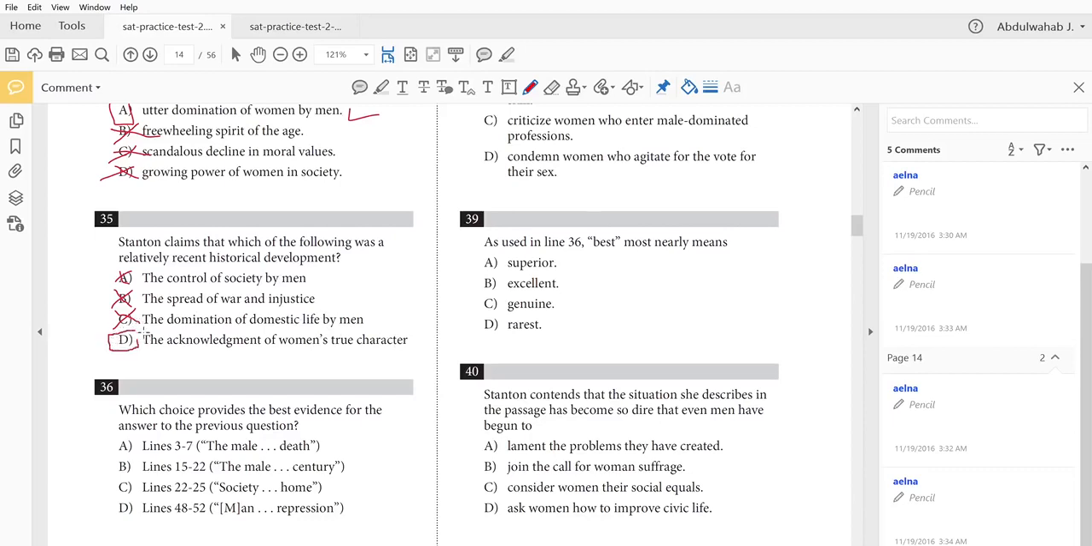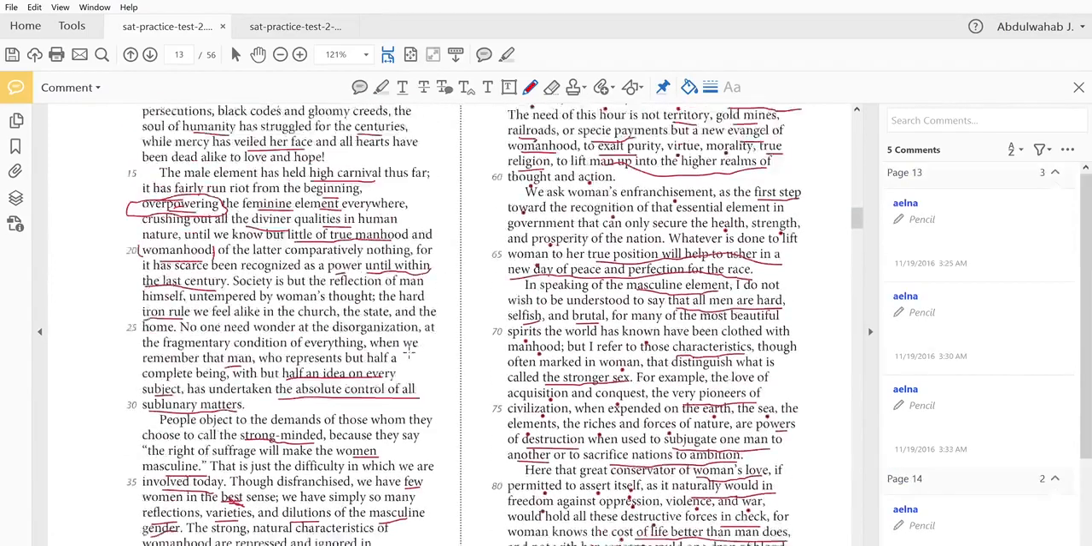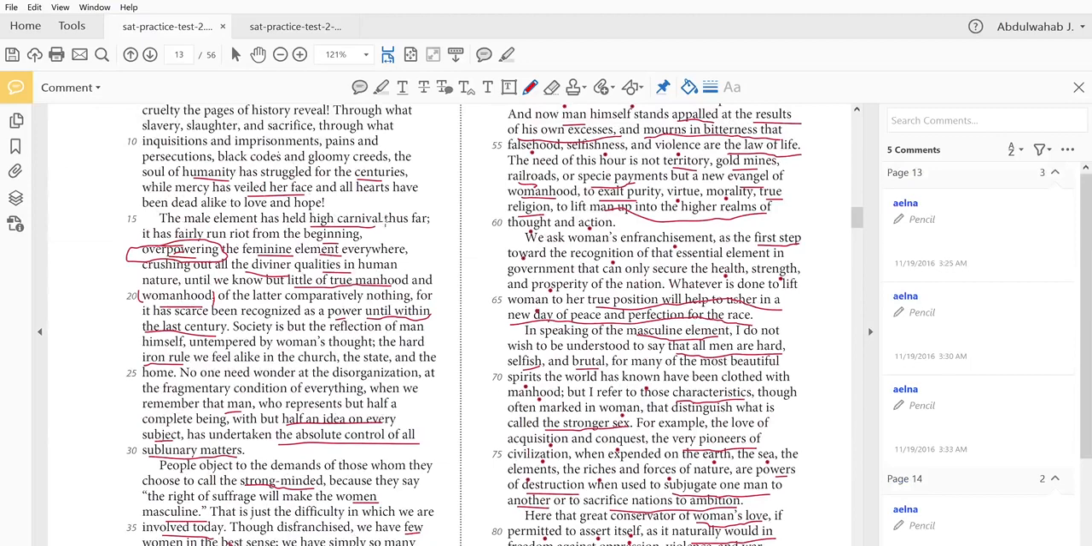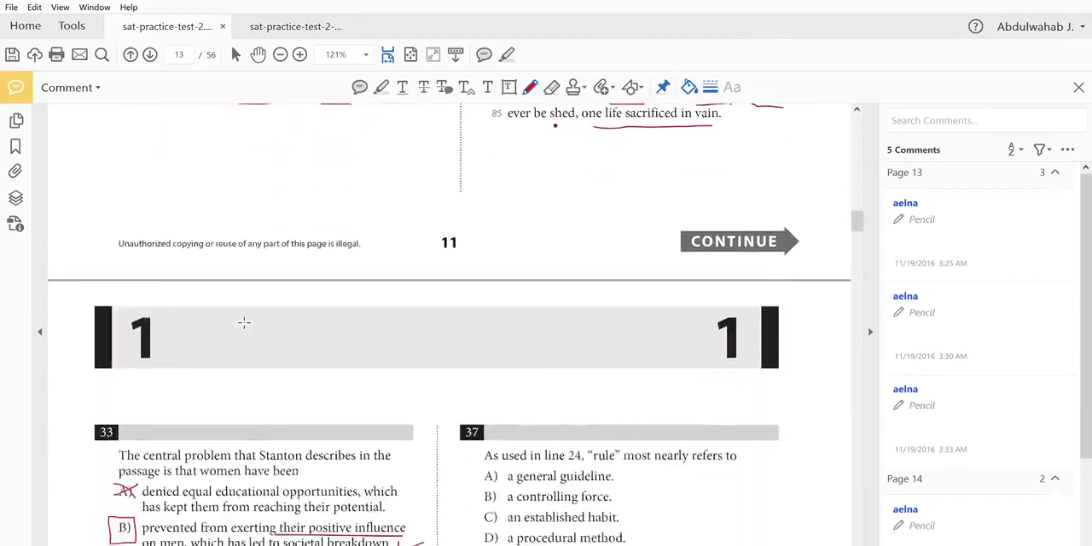This is true, and we know that this is true, and this was mentioned in the text, because if you go back up, she says that since the male element has held the upper hand thus far, it has fairly run riot from the beginning, overpowering the feminine element everywhere, crushing out all the diviner qualities in human nature until we know little of true manhood and womanhood. Of the latter, of womanhood, almost nothing, comparatively nothing, for it has scarce been recognized as a power until within the last century. So this is something that has happened recently. It has been recognized as a power only recently, within the last century.